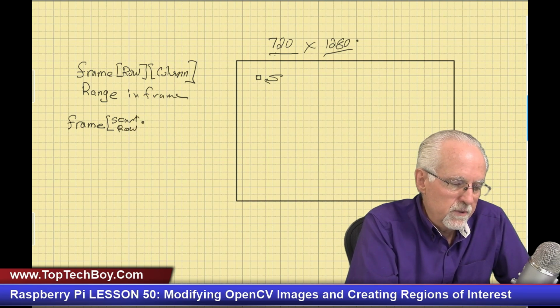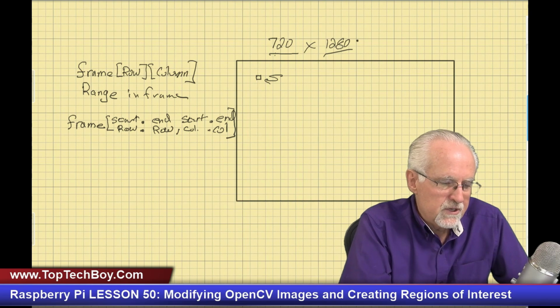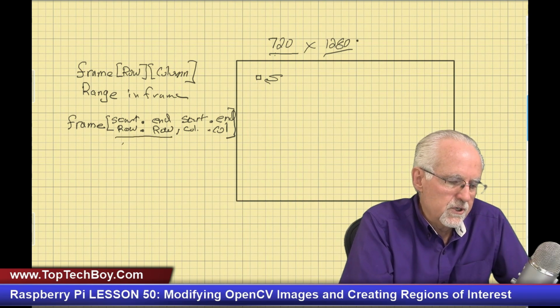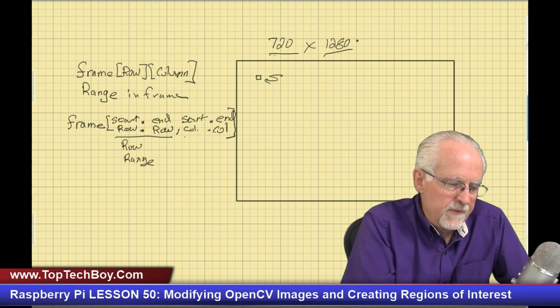And then you go to the end row, and then you have a comma, and then you go to the start column, and then colon end column, like that, and then close it up. Okay, so this is your what? This is your row range, and then this is your what? This is your column range, and then they're separated by a what?